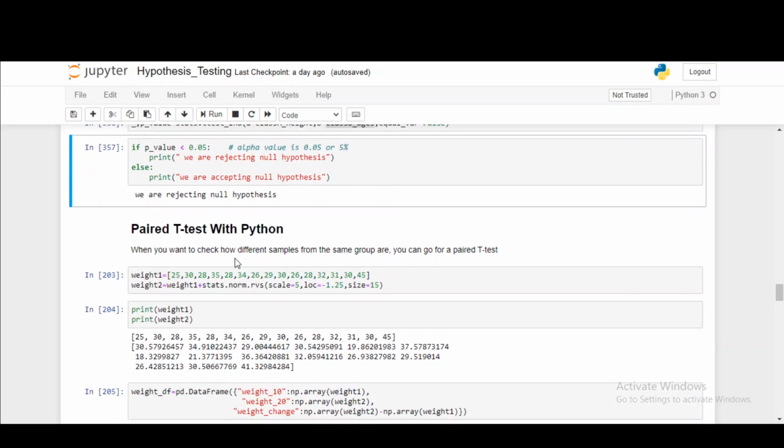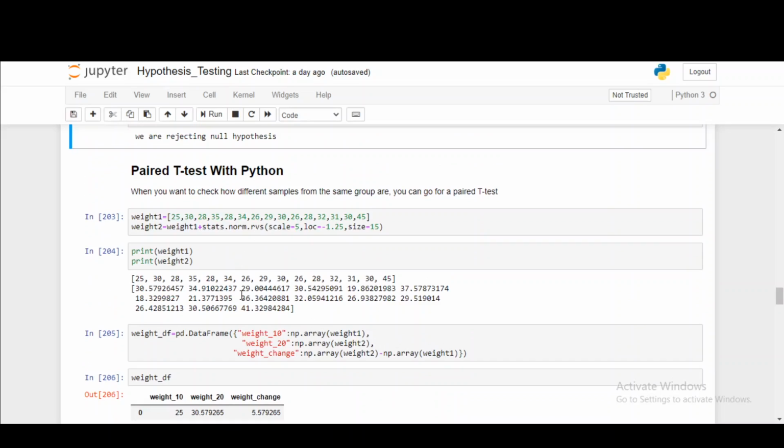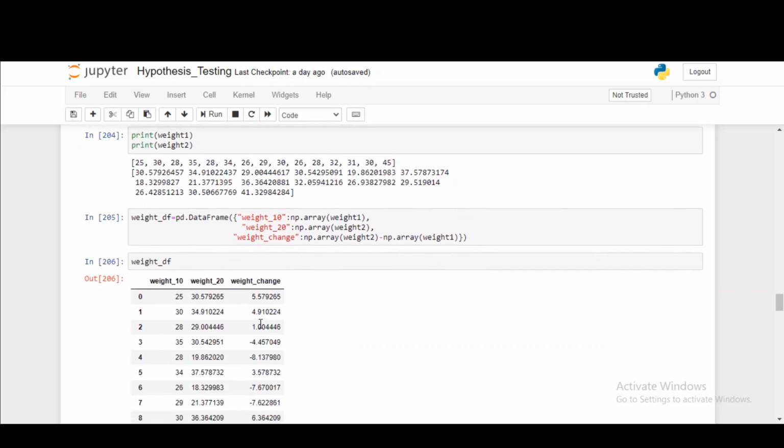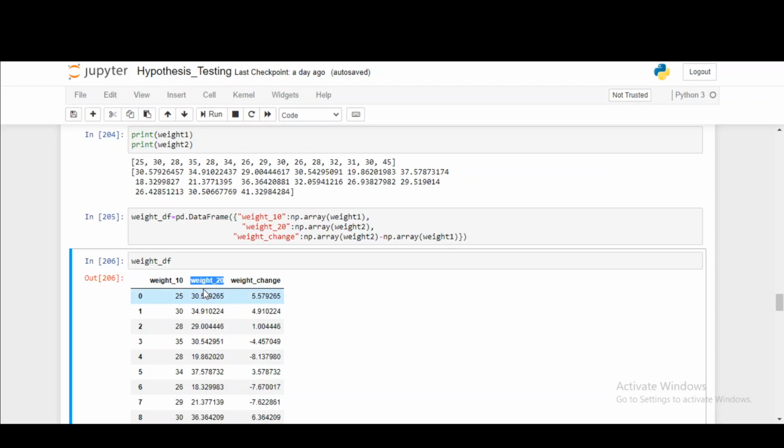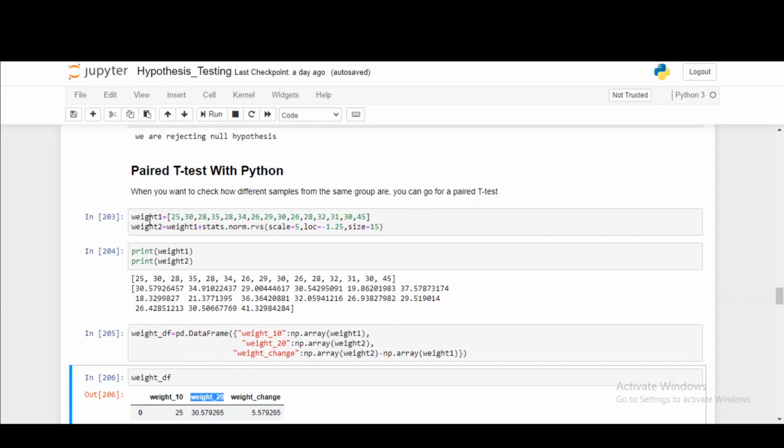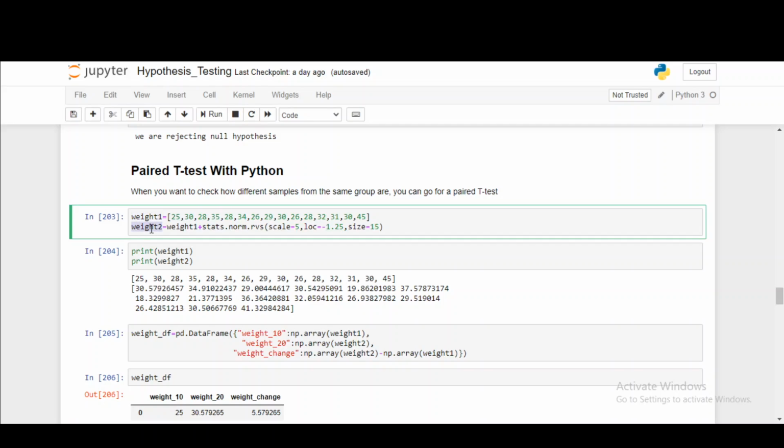Okay, there is also something called the paired t-test. What the paired t-test does is check how different two samples from the same group are. Basically from the same group we will be taking two samples, and we will be checking whether these two samples are similar or different. If you see here, we have two samples, weight 10 and weight 20. These are made from weight 1 and weight 2.